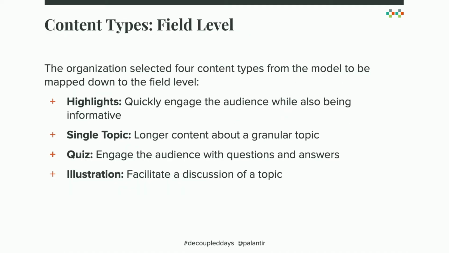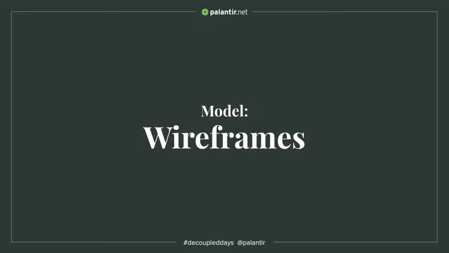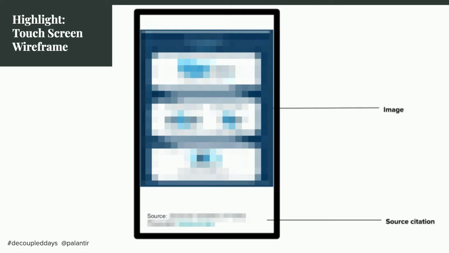So for this work engagement, we focused on 4 primary content types that they had selected as high priority ones that they wanted us to look at. So those were the highlight, single topic, quiz, and illustration. And one of the tools that we used to build through this and to facilitate the discussions were wireframes. So, that shouldn't be a new concept, but these were not blurred during the thing, but I wanted to generalize them.